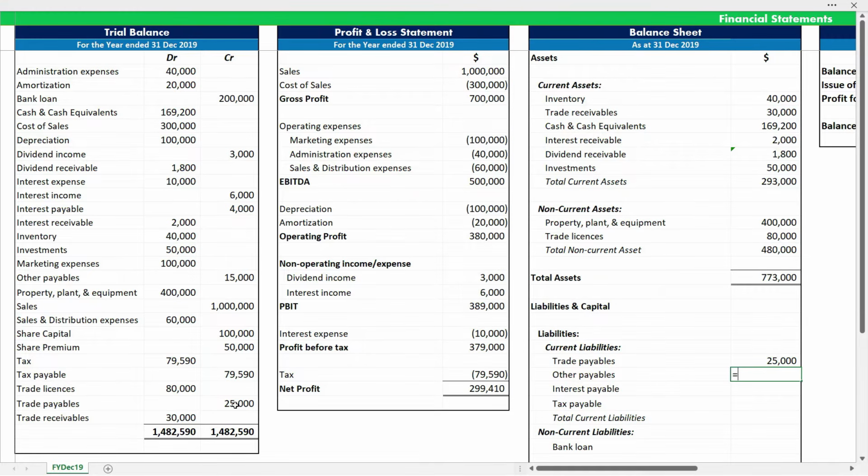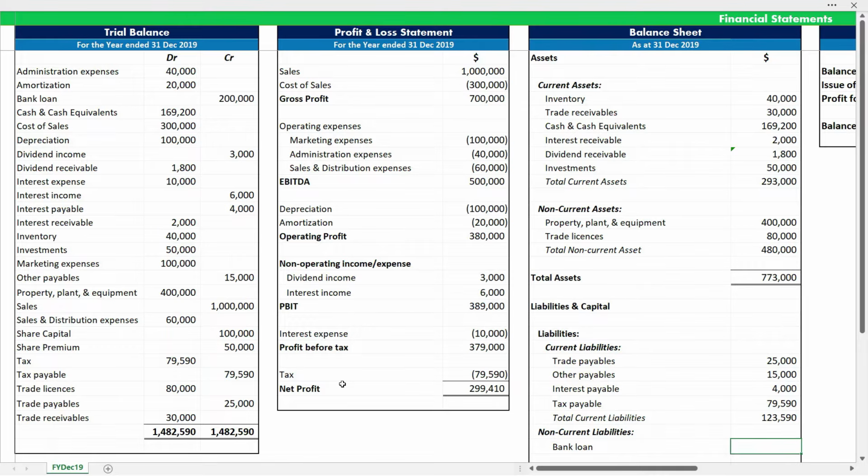Then we also have other payables, and you can see that other payables are $15,000. Then we also have interest payable, which is, if I just find that out, $4,000. And then we have tax payable, that is here $79,590. And then we can calculate the total of current liabilities, right?